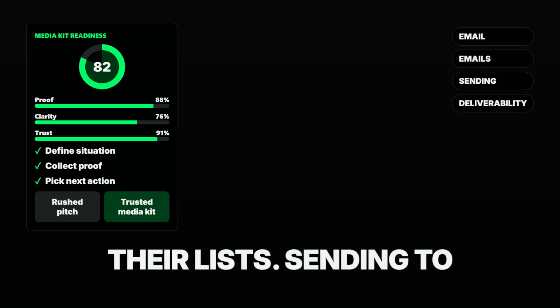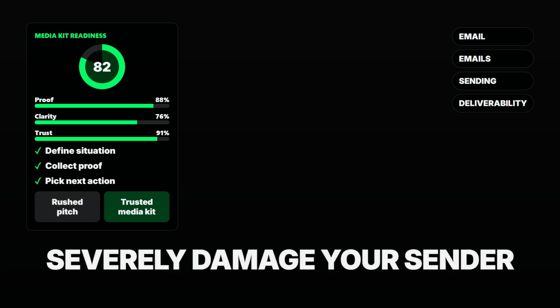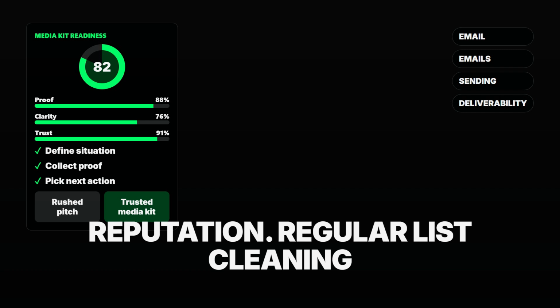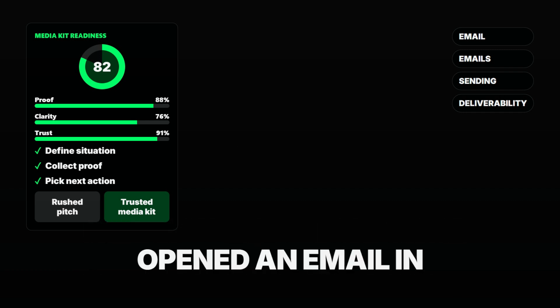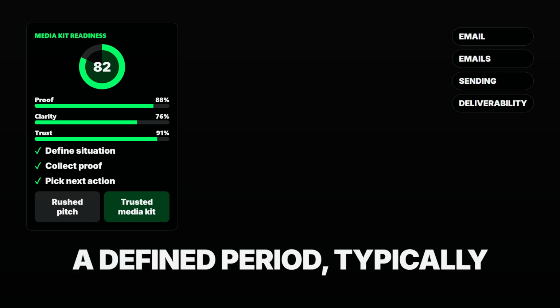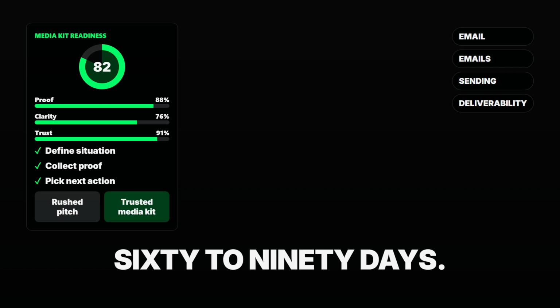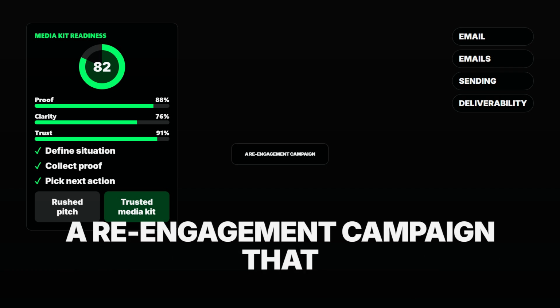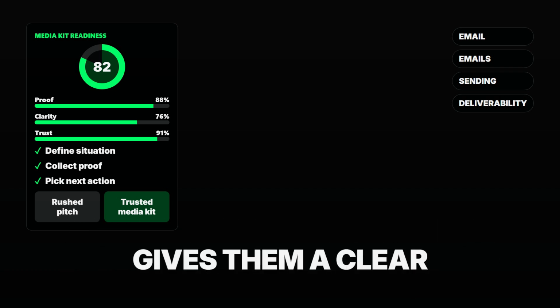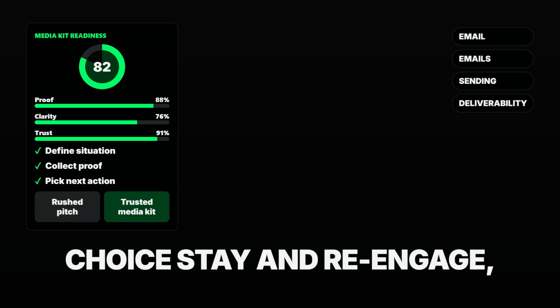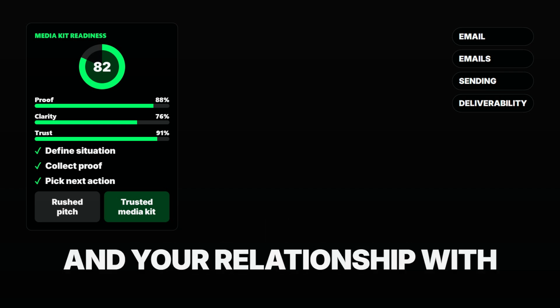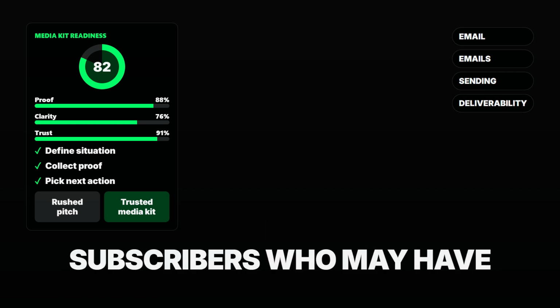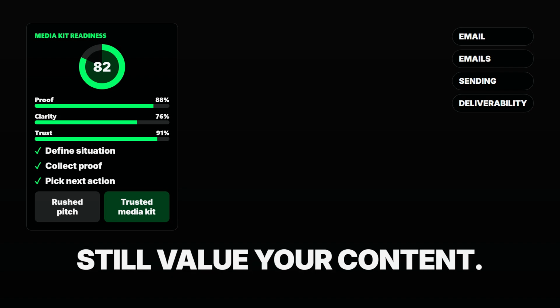Regular list cleaning involves removing or re-engaging subscribers who have not opened an email in a defined period, typically 60 to 90 days. Before removing them, send a re-engagement campaign that gives them a clear choice: stay and re-engage, or be removed. This protects both your deliverability and your relationship with subscribers who may have been temporarily inactive but still value your content.